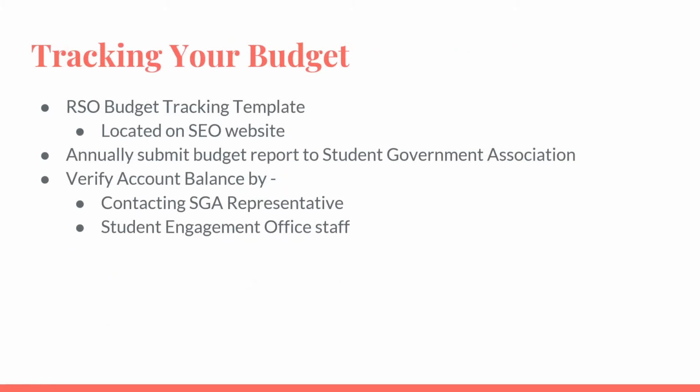To assist RSOs with keeping track of where funds are spent and how much money is remaining, the Student Engagement Office has posted a budget tracking spreadsheet on our website. Later in this video, we will highlight where these resources are located on the website. RSOs are encouraged to submit their budget document to the SGA at the end of every semester to ensure funds are being appropriately tracked. If ever in doubt, RSOs can contact the Student Government Association representative or Student Engagement Office to check the balance of either their allocated or fundraising account.